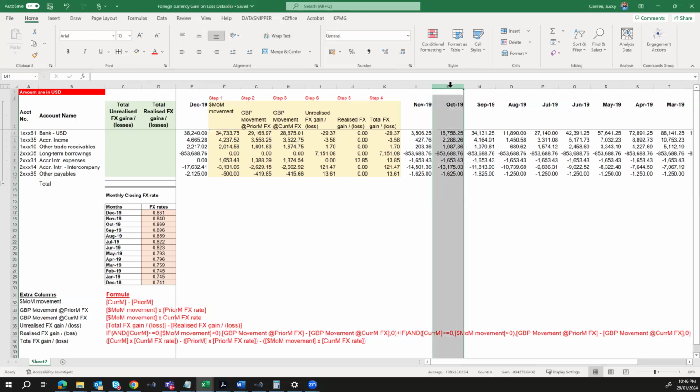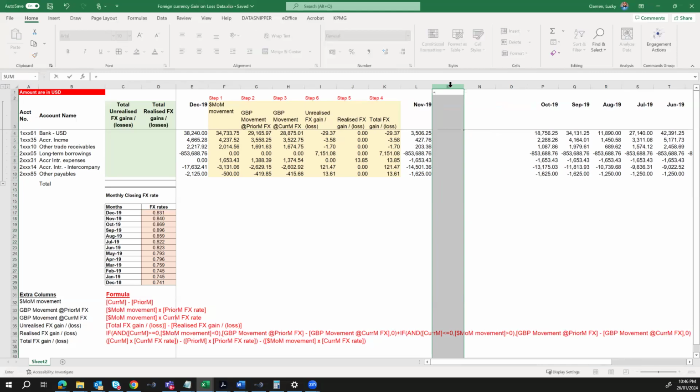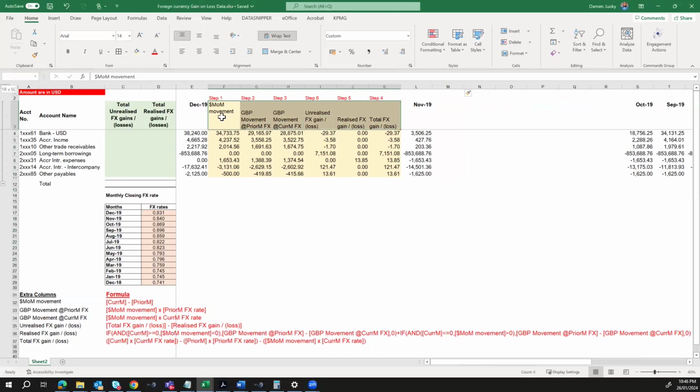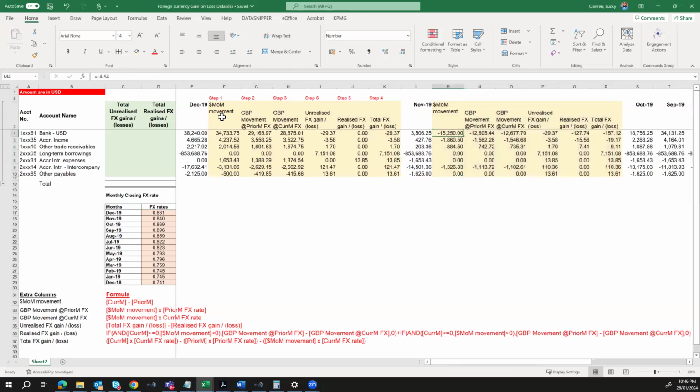So to do that, I'll enter 6 extra columns for the next period. This is 1, 2, 3, 4, 5, 6. So I would copy this and paste. I'll have to validate the accuracy of the numbers and formulas.